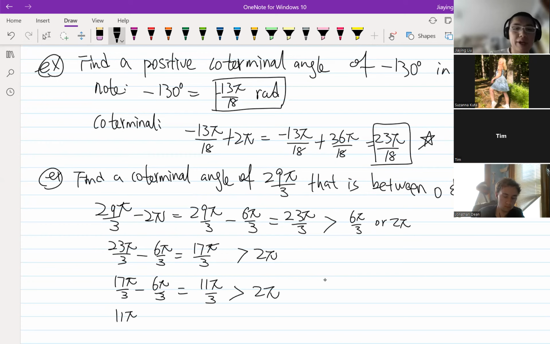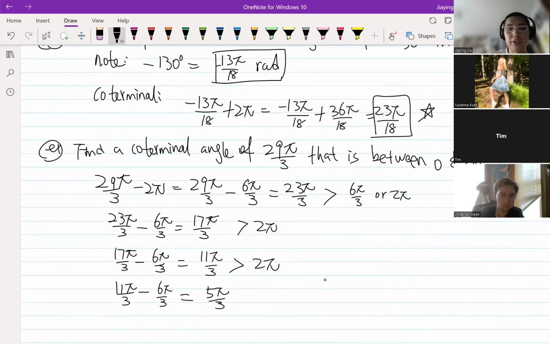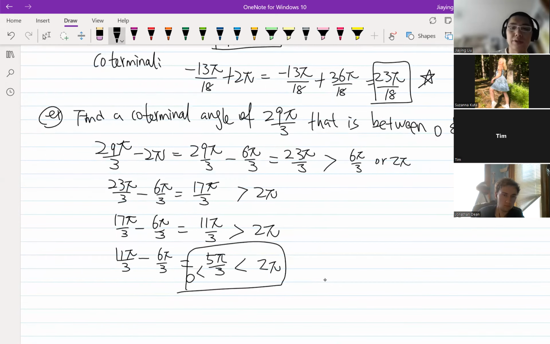And then we keep going. 11 pi over 3 minus 6 pi over 3, 2 pi. So that's going to be 5 pi over 3. And it looks like 5 pi over 3 is actually less than 2 pi. And it's definitely more than 0 because it's positive. So we found it. So we get 5 pi over 3 is the correct answer.